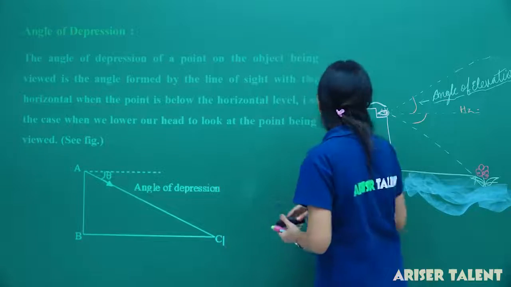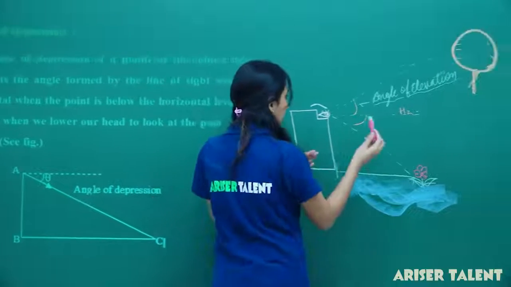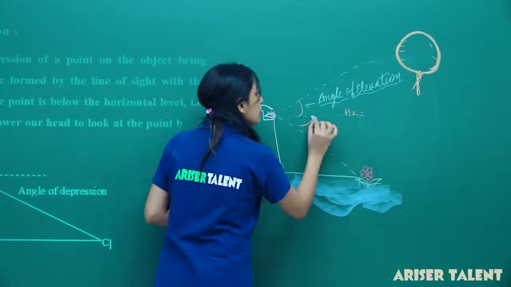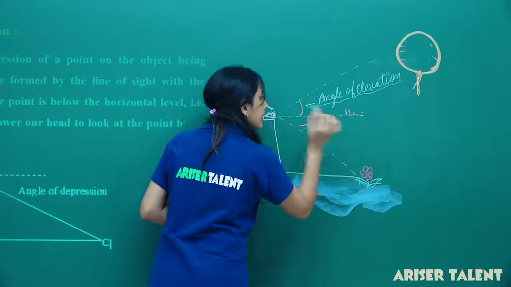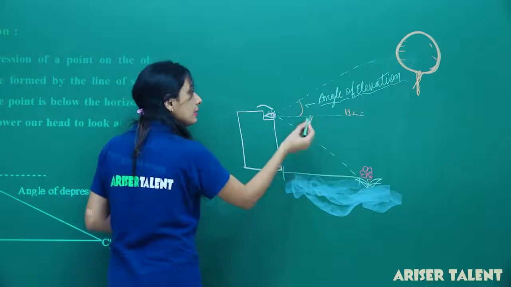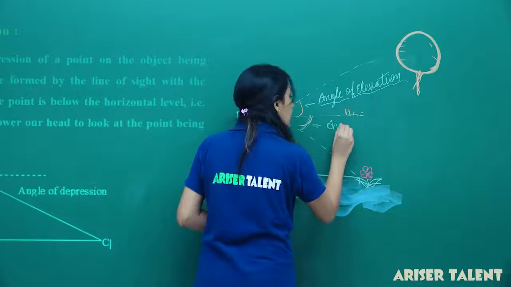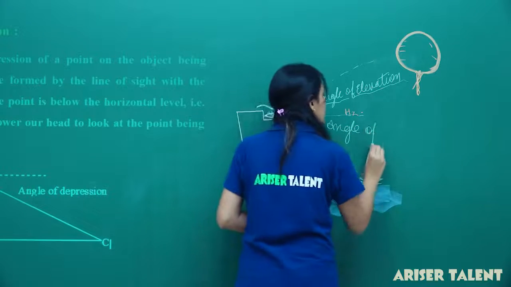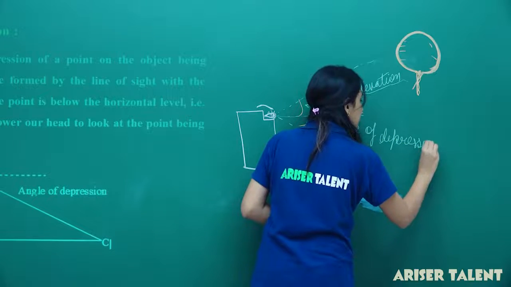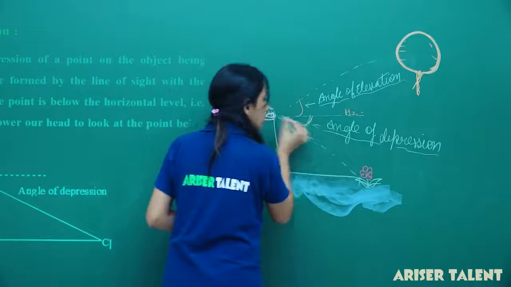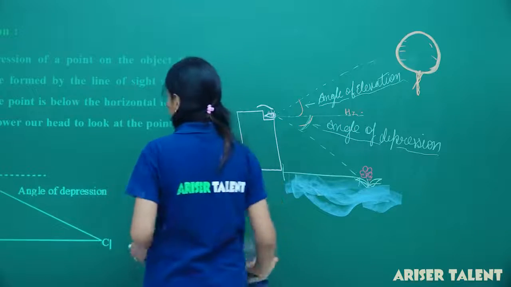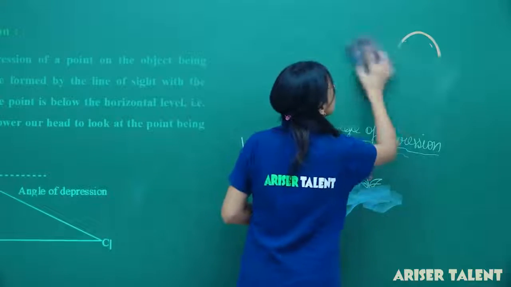Horizontal angle is this. I have told you. If I talk about this here, this is the horizontal line. Now, I am looking downwards at this flower. So, this angle will be what? Angle of depression. Right, students? So, is it clear to you or not? Okay. Let me clear this.